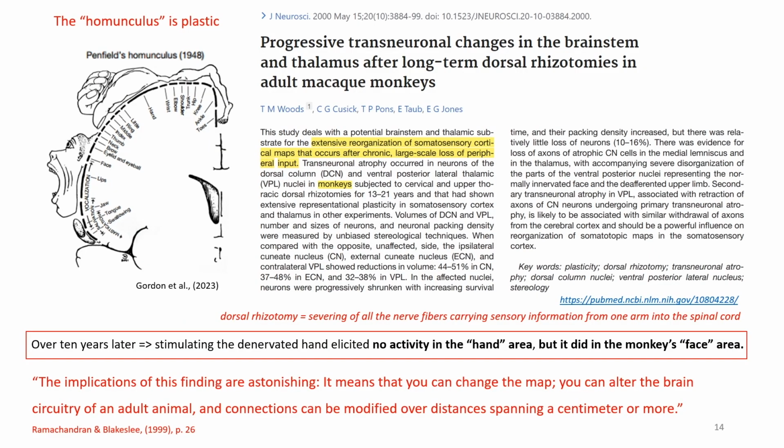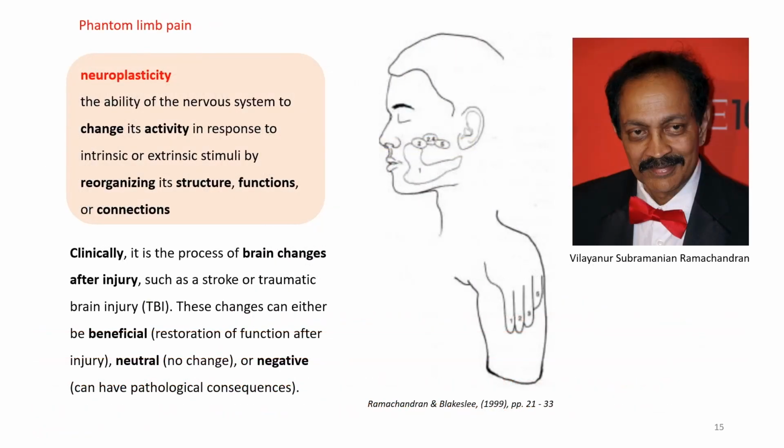And this is due, as we said, to the fact that the homunculus is plastic. The somatosensory cortex is plastic. It is subject to reorganization. This has also been shown experimentally in animal models. In humans, a very well-known neurologist, Ramachandran, has documented a variety of such cases of phantom limb syndrome and has also developed a mirror-based therapy to help these patients.